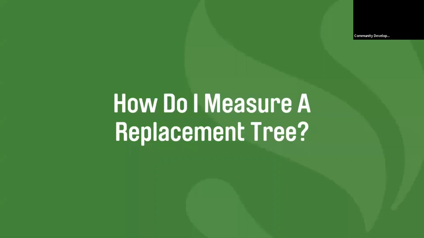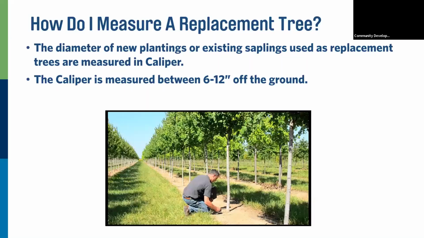How do I measure for a replacement tree? So all younger trees are going to be measured by caliper size, and that's just going to be about 6 to 12 inches off the ground.